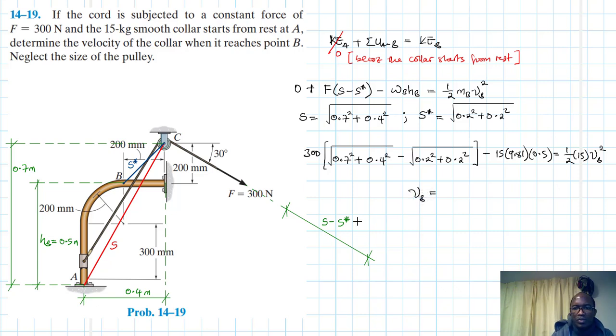VB therefore is equal to the square root of 0.7 squared plus 0.4 squared minus the square root of 0.2 squared plus 0.2 squared, times 300, minus 15 by 9.81 by 0.5, divided by that. So this gives us 3.34 meters per second. This is the velocity of the collar as it reaches point B.